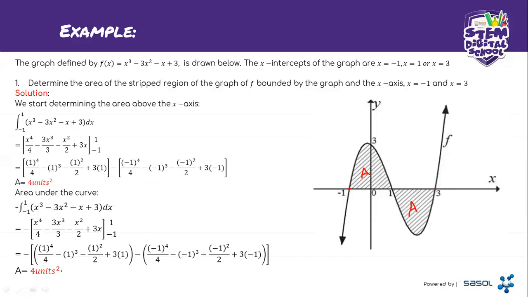Now, because we are looking for the total area of both shaded parts, you just say the total area is equal to 8 units squared. You take the first area and the second area, add them together, and that gives us the total area of that region.